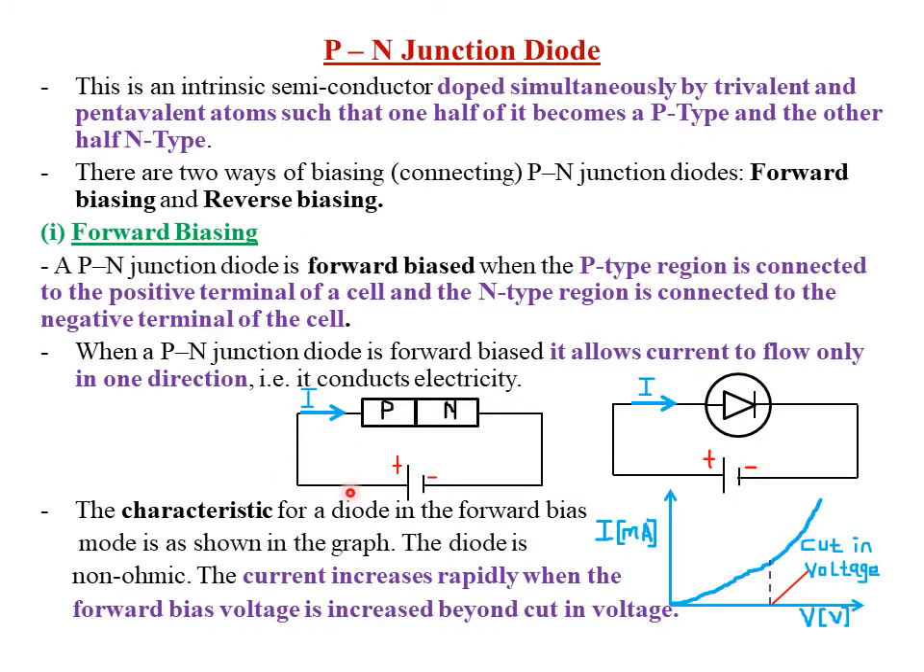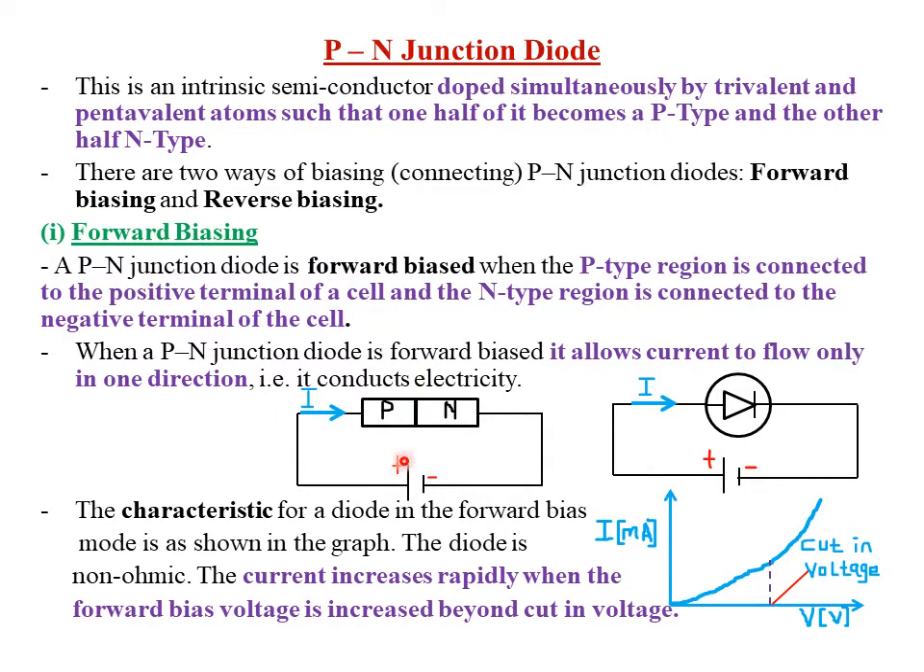The p-type is connected to the positive terminal of our source of power and the n-type is connected to the negative terminal of our cell, which is the source of power in this particular case. Now, when a PN junction diode is forward biased, it allows current to flow only in one direction. That is, a forward biased PN junction allows electrical conductivity. So remember that electrical current will always flow from the positive terminal towards the negative terminal.